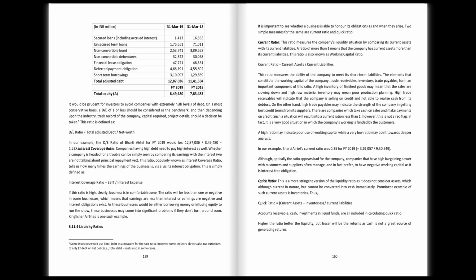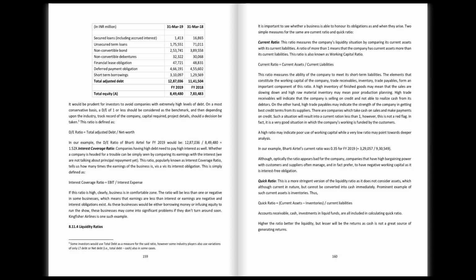Liquidity ratios. It is important to see whether a business is able to honor its obligations as and when they arise. Two simple measures for the same are current ratio and quick ratio. Current ratio. This ratio measures the company's liquidity situation by comparing its current assets with its current liabilities. A ratio of more than 1 means that the company has current assets more than its current liabilities. This ratio is also known as working capital ratio.